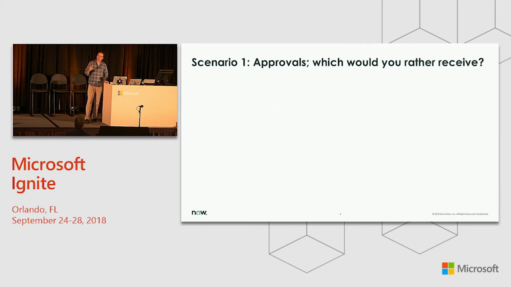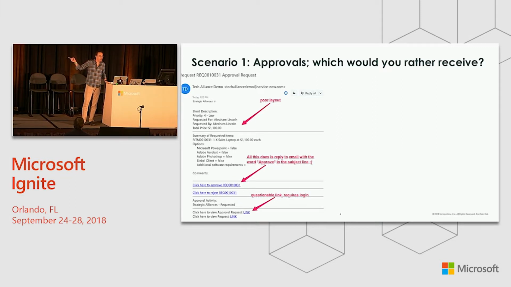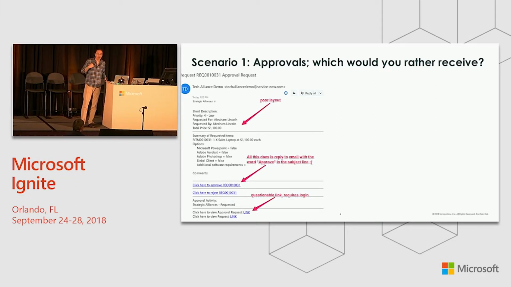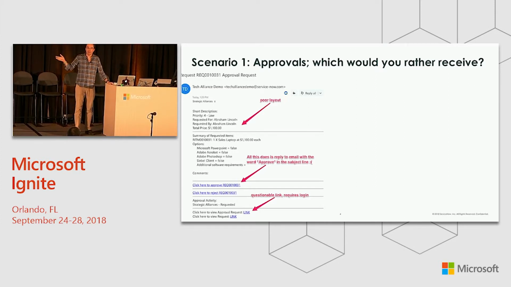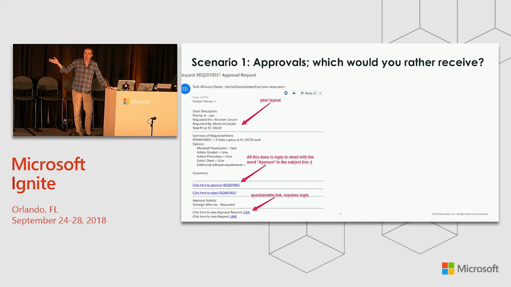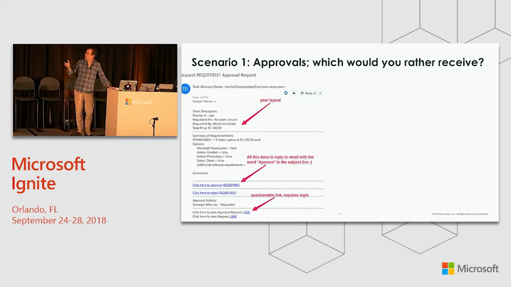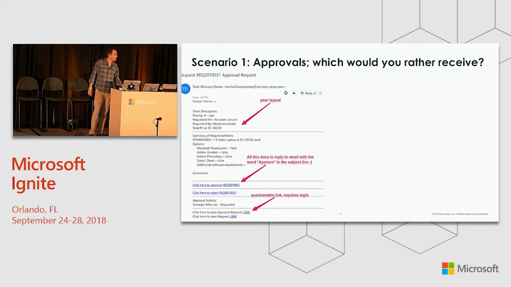Okay, so scenario number one, approvals. What kind of email would you rather get? How many of you gotten emails that look like this? This is what my company ships out of the box. I'm not proud of it, but frankly, 10 years ago when our company first started doing this, the fact that an automated system could ask for an approval was a breakthrough. But it looks terrible. You're not really sure what you're clicking.